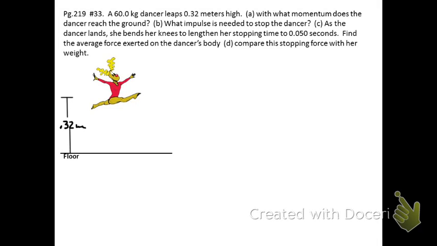This is regular physics, linear momentum problems, page 219, number 33. This problem is very similar to the previous problem with dropping the hay bale. There's just as much kinematics involved as there is linear momentum. So we see this dancer up at her apex of 0.32 meters.